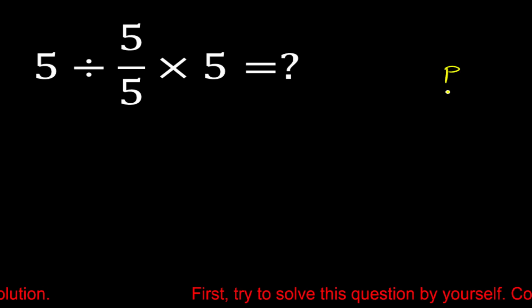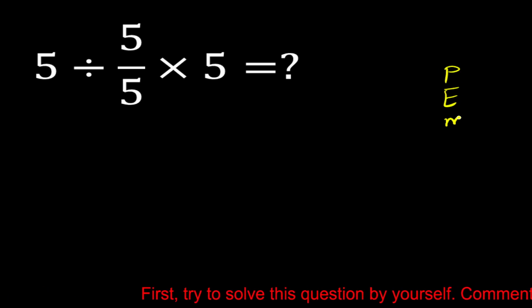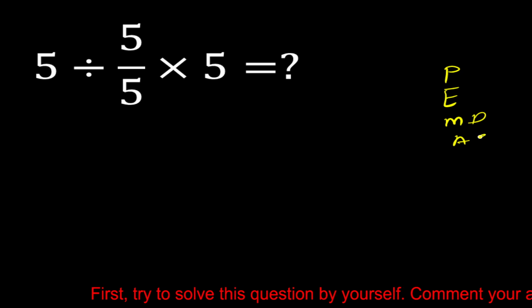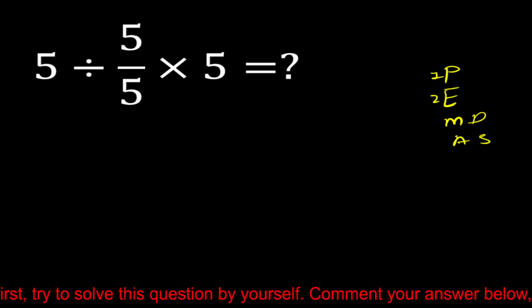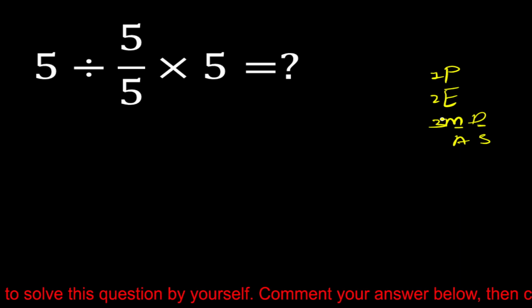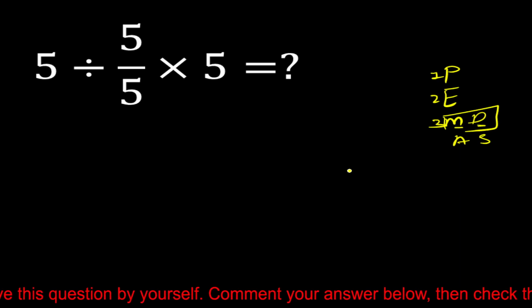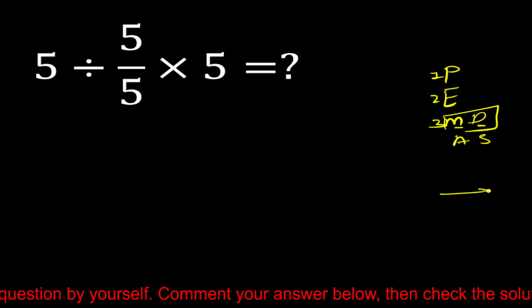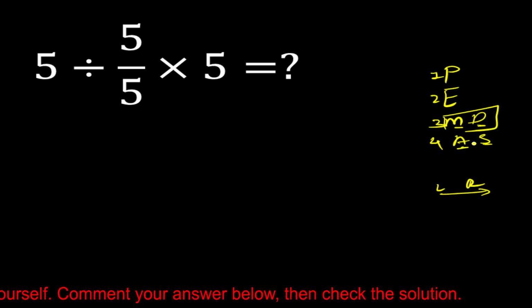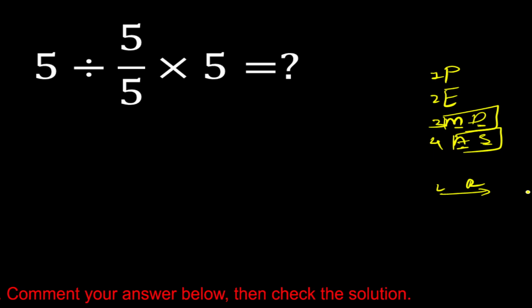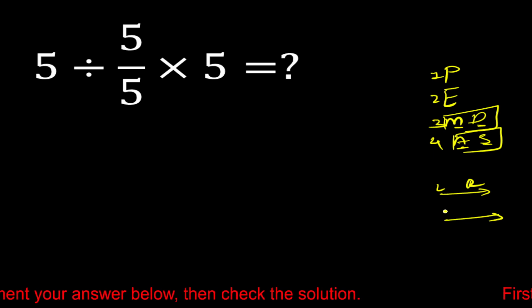So PEMDAS. According to PEMDAS, first priority is parentheses, second priority is exponents, third priority is multiplication and division. Here multiplication and division both have equal priority. So we have to solve it from left to right. Then fourth and last priority is addition and subtraction. Also both have equal priority. So we have to solve it from left to right.